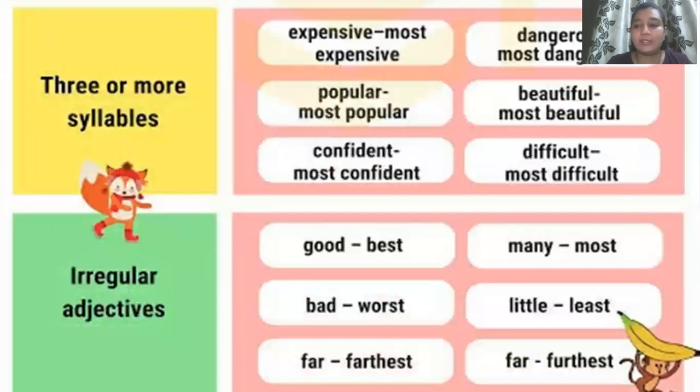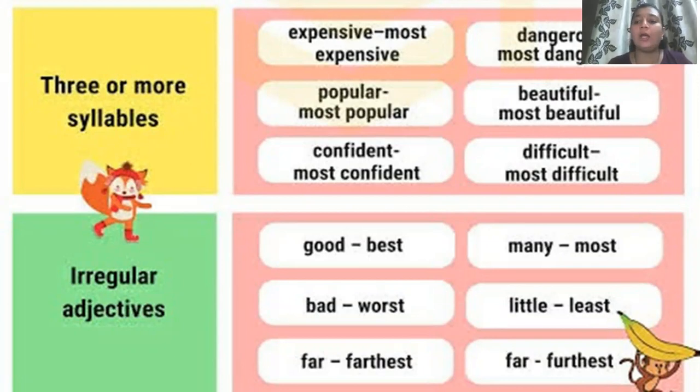Moving forward, various words of three or more syllables cannot be given suffixes est or iest at the end of it. So that is why in that particular aspect, we will use most or least before the adjective. And then there are irregular adjectives. They are called irregular because they change completely when they take comparative or superlative form.